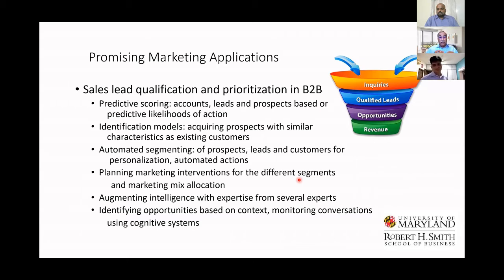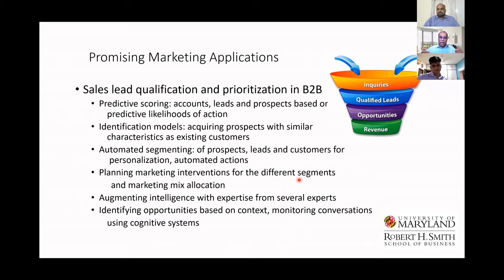And identification models. So acquiring prospects with similar characteristics as existing customers, look-like modeling. So I have some customers who are already, I know their characteristics, demographics, and their buying patterns and behaviors on the website and so on. And when I go out and look for new customers, I want customers who look like these customers. So how do I do that, right? Identification, that is trying to target people who look just like my customer base.